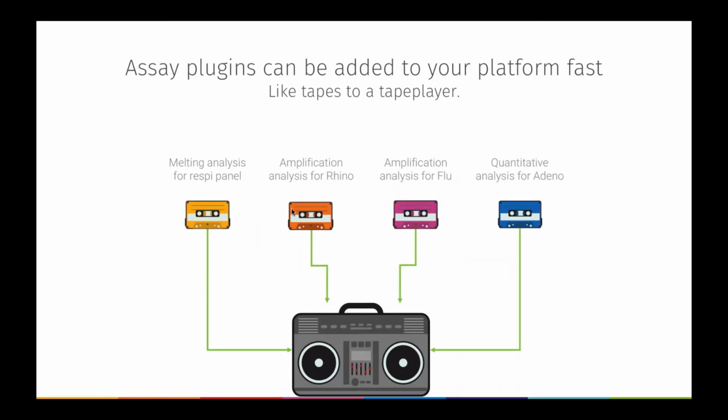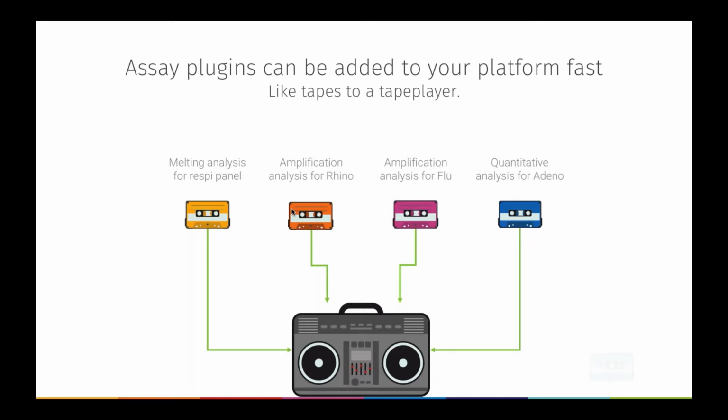And these tapes or cassettes can be added to our platform, which is FastFinder, without having to change the entire platform. So you could add a melting analysis, a high-resolution melting curve analysis assay for a respiratory panel. You could have a simple amplification analysis for a rhinovirus. You could have an amplification analysis for a flu, and a quantitative analysis for an adeno. And you could all run these alongside each other without having to revalidate the entire tape layer every time.